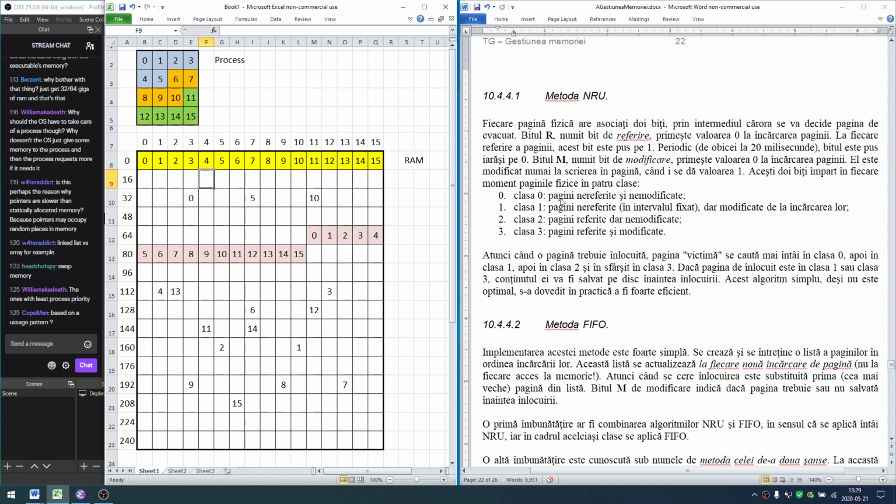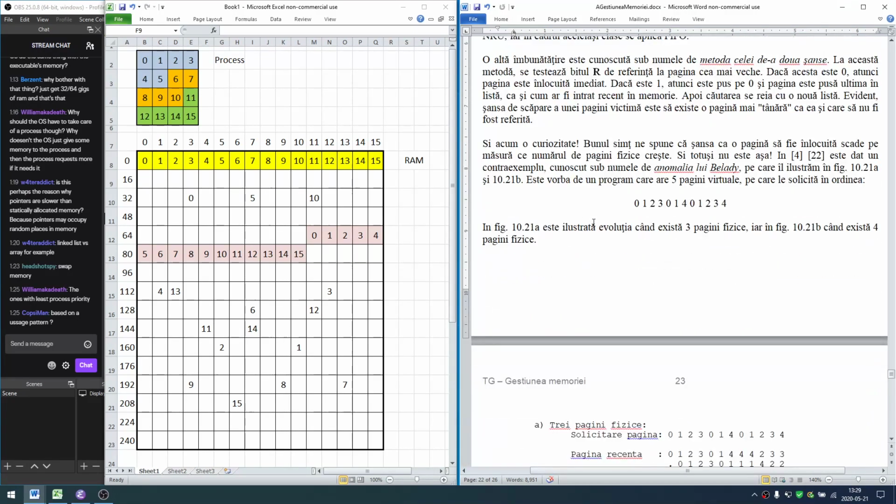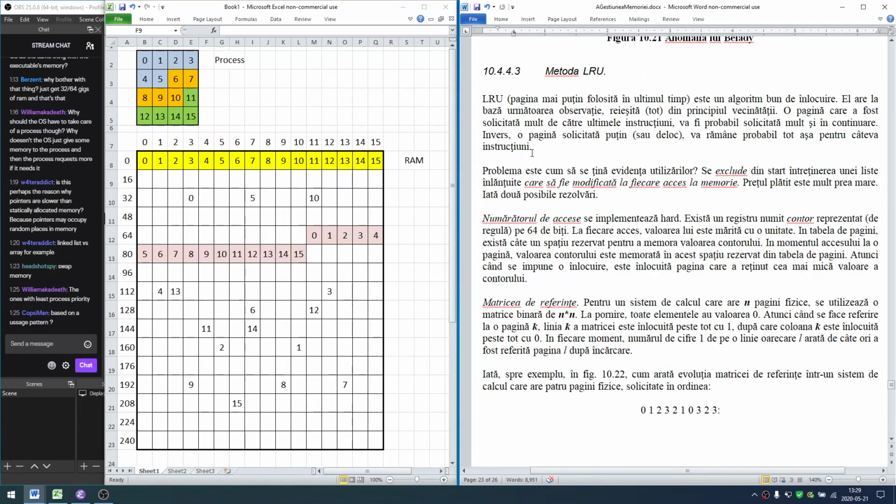So this is a very simple way of predicting which pages will be used less, and can be moved to swap with least impact. Another approach, I'll leave FIFO for last, for next time, is the least recently used. This is a little more involved.